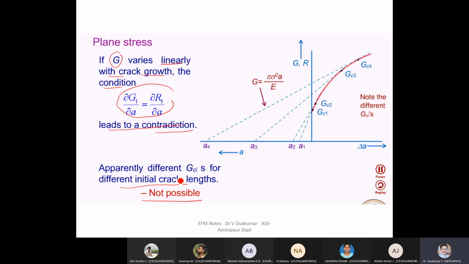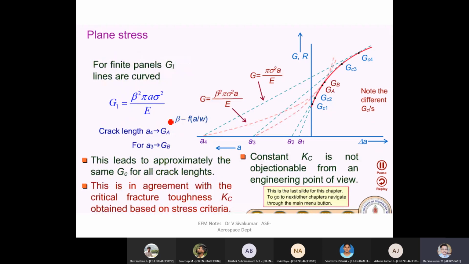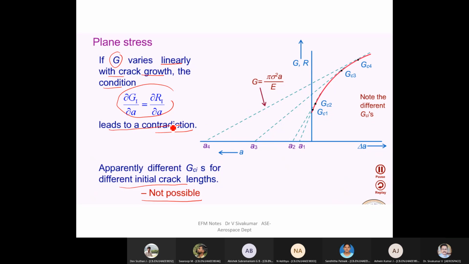So what people have done is they have added a parameter beta. Because this is G, no? G is pi sigma square A by E. So far I'm saying sigma 1, sigma 2, sigma 3. That sigma contributes to my G. Now I'm talking about this line in terms of G. Earlier I was referring to this line in terms of sigma. Both are the same. I hope you understand.